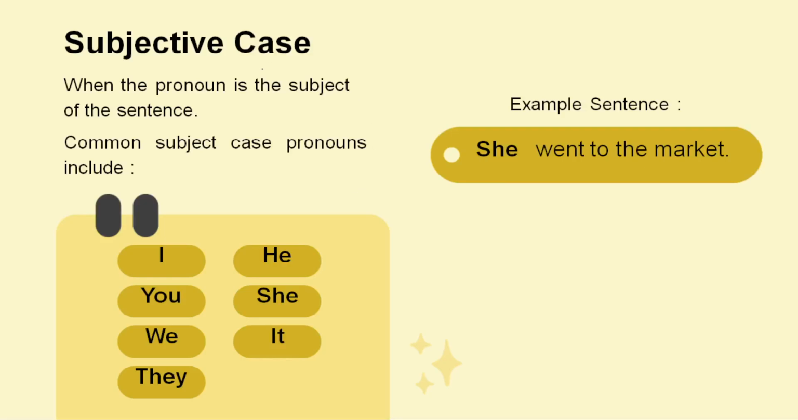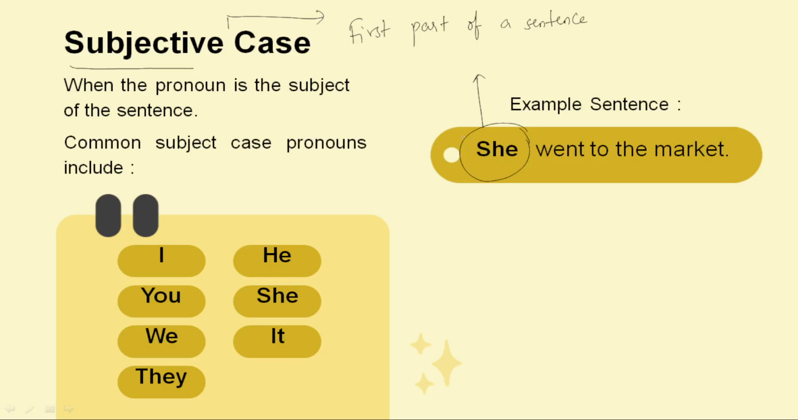Let us see the first case, the subjective case. What is the subjective case? This is a very important part of the entire English grammar. Please try to understand. The subject means the first part of the sentence. See here, I have written a sentence: She went to the market. The first part is called the subject.